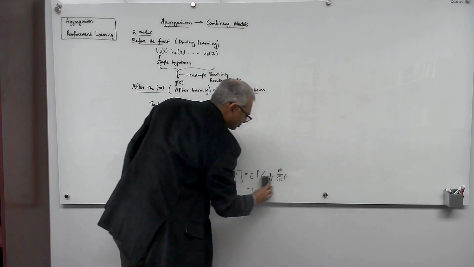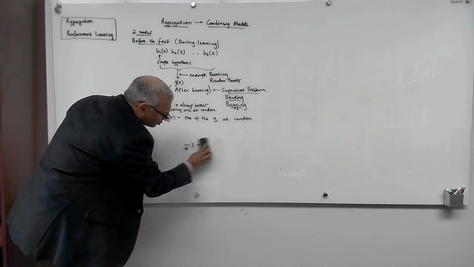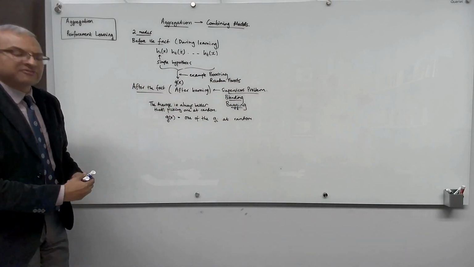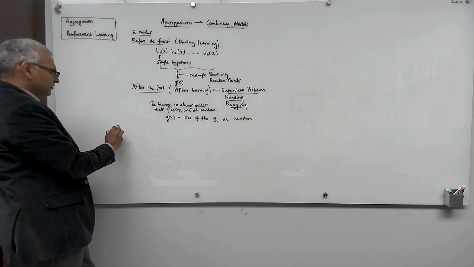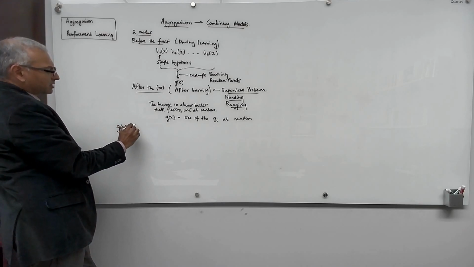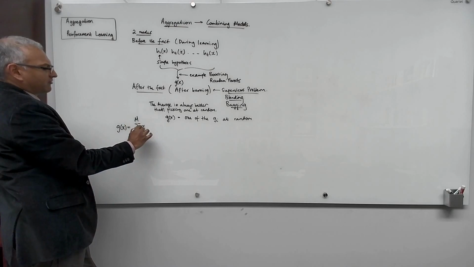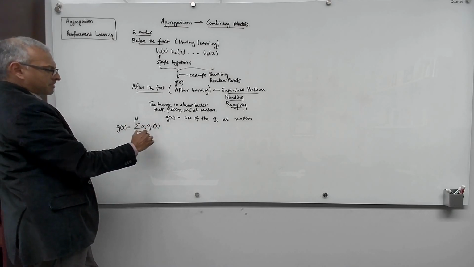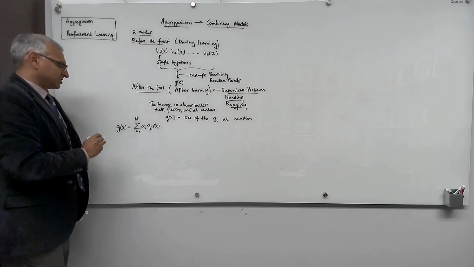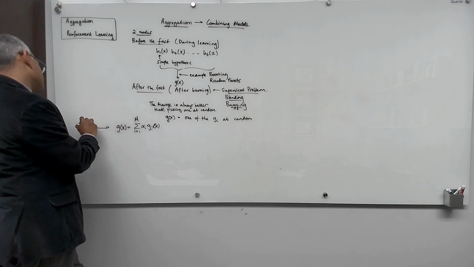And so that might lead us to suspect that, hey, maybe we can do a more sophisticated kind of averaging. So maybe instead of taking the uniform average, g of x should equal the sum from i equals 1 to M of alpha_i times g_i of x. So this is now a more sophisticated, weighted average.